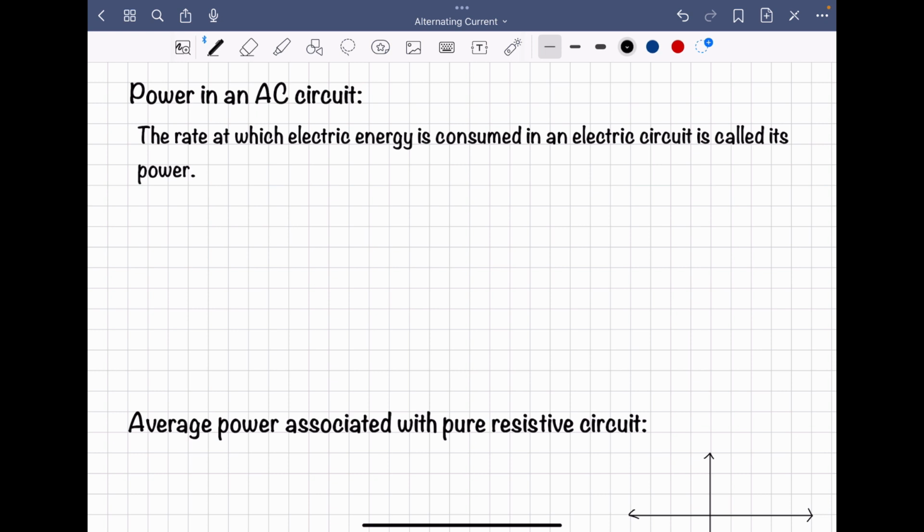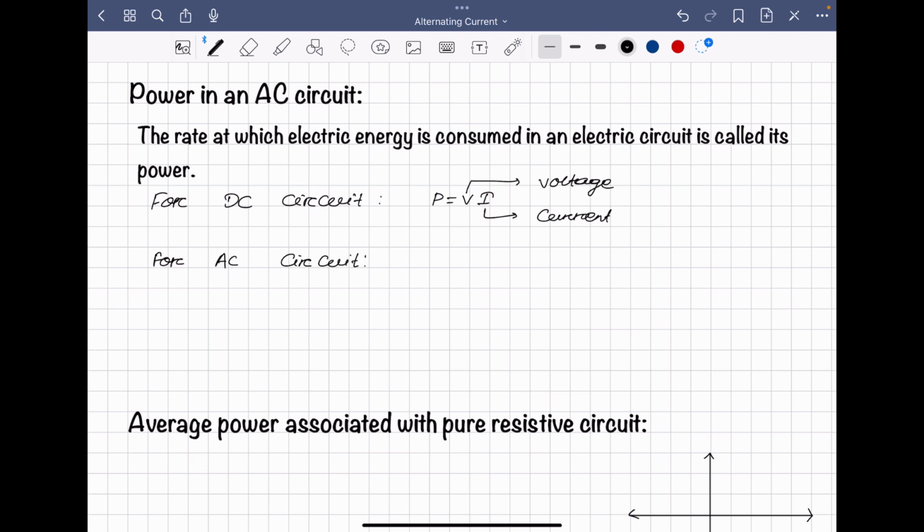The rate at which electrical energy is consumed in an electric circuit is called its power. As we know, we have two types of circuit: one is the DC circuit and another is the AC circuit. In the current electricity chapter, we already discussed the DC circuit and the power in a DC circuit. For DC, we have P equal to VI, where V is the voltage and I is the current.